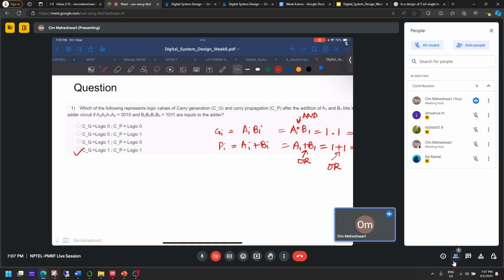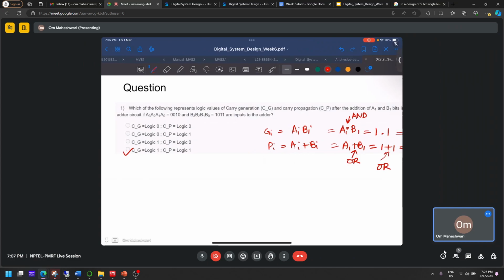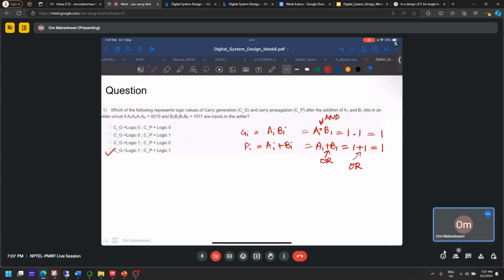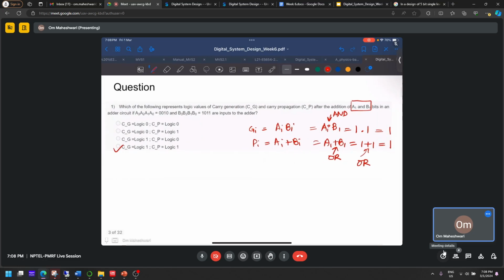I hope this is clear to all. Should we do this only for the first bit? What do you mean, first bit? Like only A1 and B1, not A0 and B0? The question asked us to do it for A1 and B1, that's why I did it for A1 and B1. Okay, sir. Yeah. Okay.